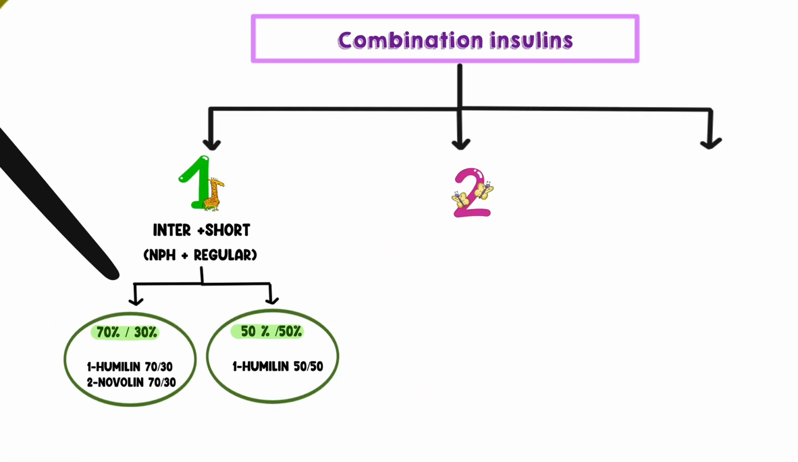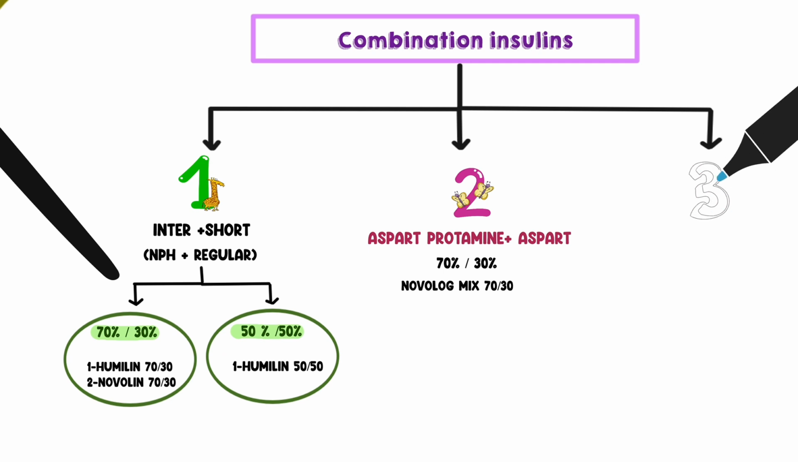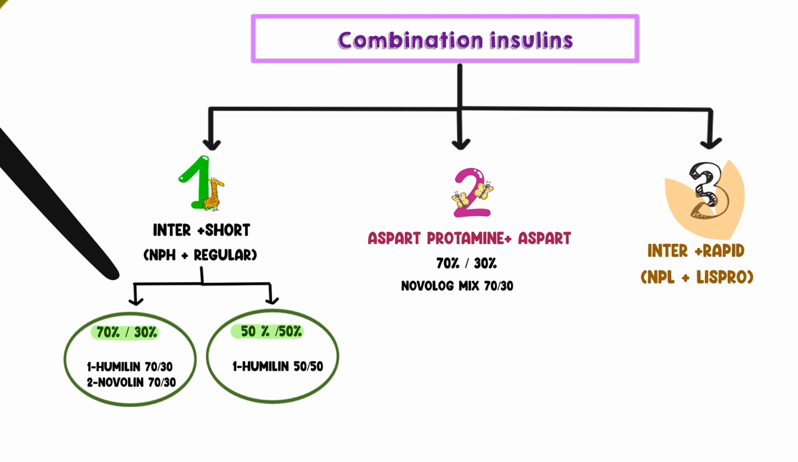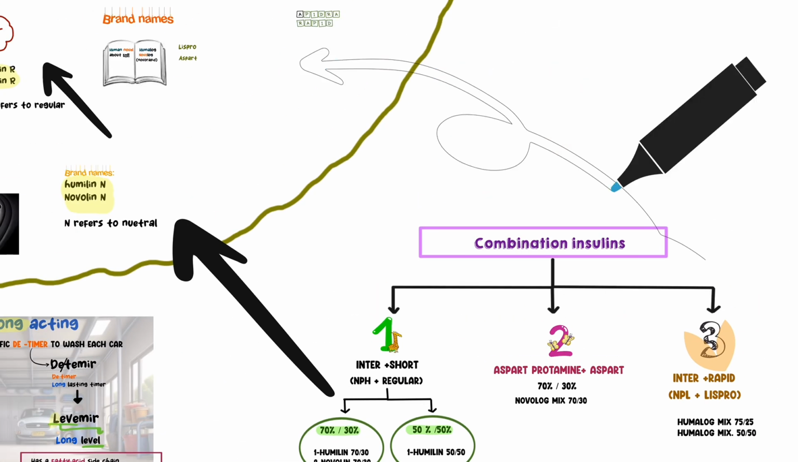2. Aspart protamine and Aspart in only 1 percentage, 70% Aspart protamine, 30% Aspart. Example: Novolog mix 70/30. 3. The third and last combination is intermediate NPL with rapid-acting Lispro. We have one drug in 2 percentages, Humalog 75/25, Humalog 50/50. Humalog is the brand name for rapid-acting Lispro insulin.